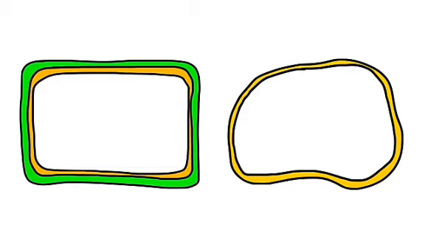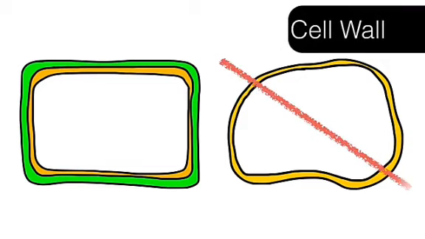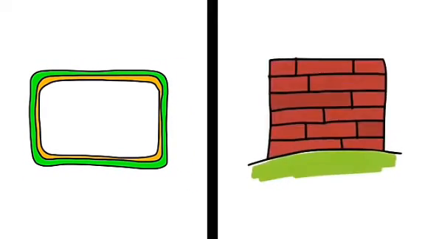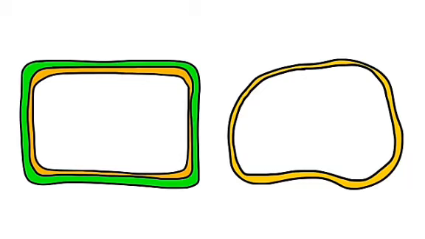Plant cells are surrounded by a rigid outer layer called the cell wall. The job of the cell wall is similar to that of a brick wall. Just like a brick wall gives structure and support to a building, a cell wall gives structure and support to a plant cell. In fact, a cell wall prevents the plant cell from bursting when the plant absorbs water.